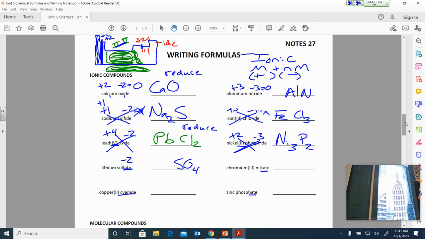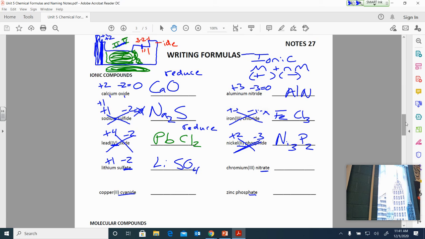Lithium is just a regular metal. It's in the first column, so it has a +1 charge. So nothing changed there. Just when I notice something ends in ate or ite, I'm going to have to go look it up. I have to go look at the polyatomic ion. And lithium is Li. Okay, so then same thing. Ask myself, does +1 - 2 = 0? No, it doesn't equal 0.